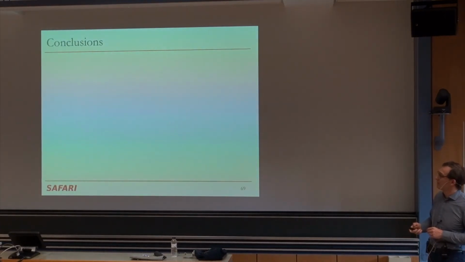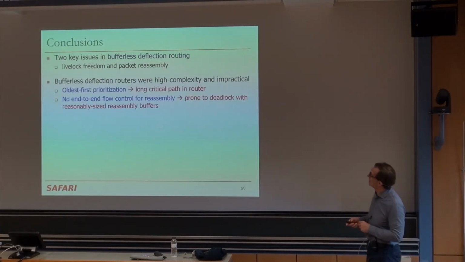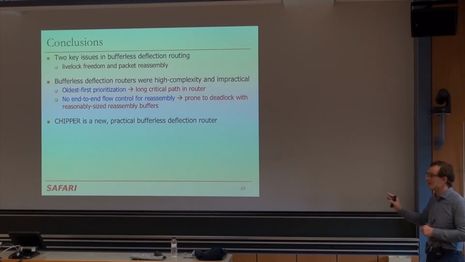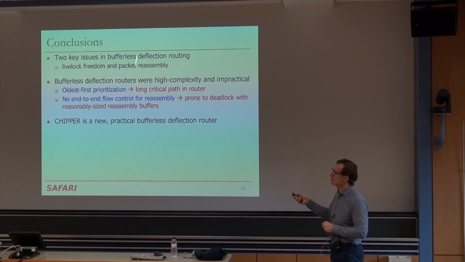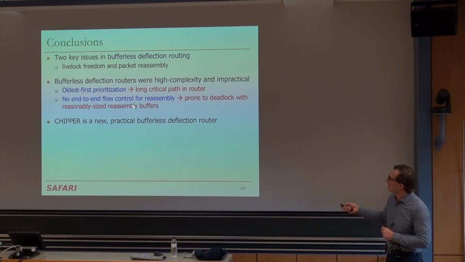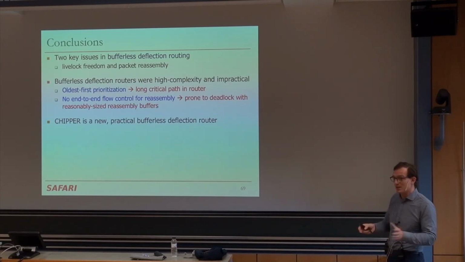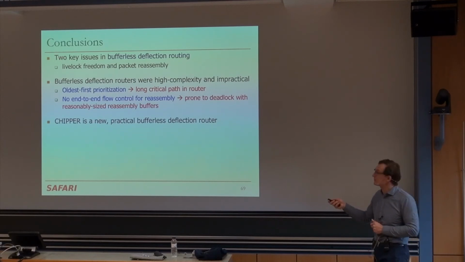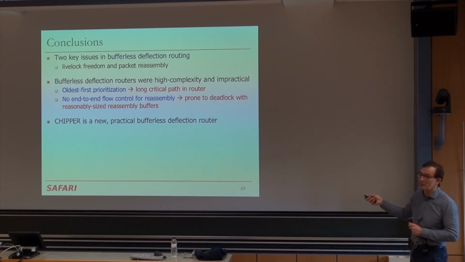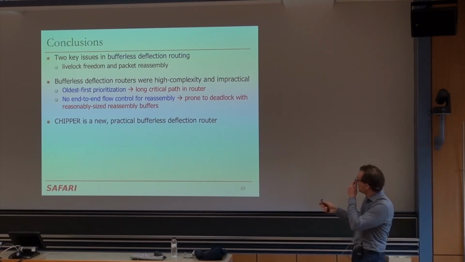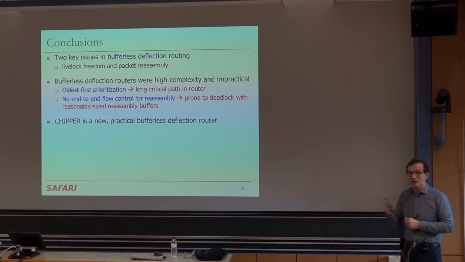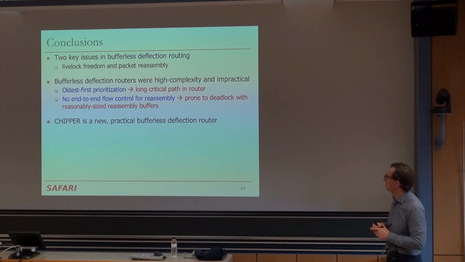Okay, so I've given you the ideas. Maybe I will go through this, actually. There are two key issues in bufferless deflection routing, very fundamental: livelock freedom, and pushing of the buffers to the edge nodes, packet reassembly. And bufferless deflection routers, previously, as we discussed, were high complexity and impractical because of all this flit prioritization. And they didn't have end-to-end flow control for reassembly. As a result, they were actually prone to deadlock also. It's not just high complexity, but they were also impractical because you need to solve this deadlock issue with a limited number of reassembly buffers.